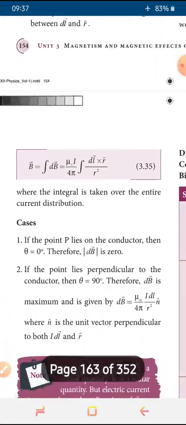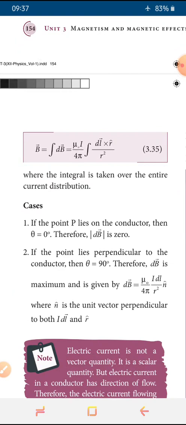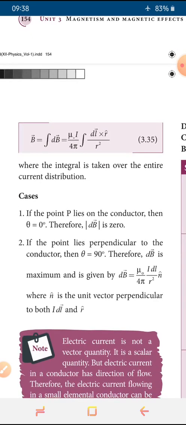So that we'll see here using integration. Then B vector is equal to integration dB vector, that is equal to mu naught I divided by 4 pi integration dl vector cross r cap divided by r square. Where integration takes part, the entire current distribution will be explained here. So in equation 3.34, it gave the magnetic field due to the small segment. And this equation 3.35, after integration, gives the total magnetic field of the entire conductor.